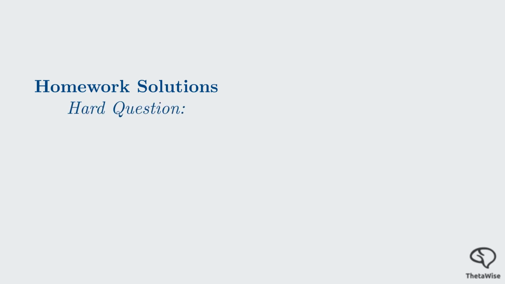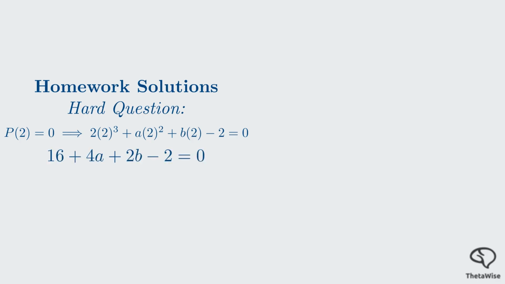For the hard question, we use the factor and remainder theorems to create two equations. Using the factor theorem, p of 2 equals 0. This simplifies to 16 plus 4a plus 2b minus 2 equals 0, which gives us 4a plus 2b equals negative 14, or more simply, 2a plus b equals negative 7.